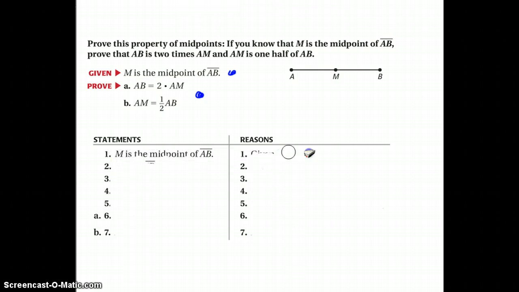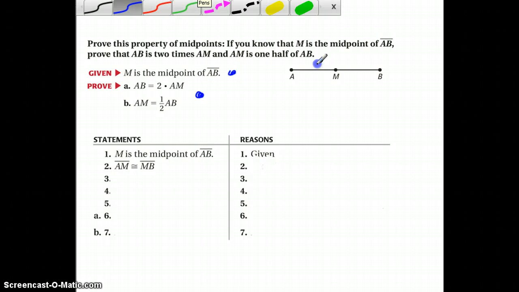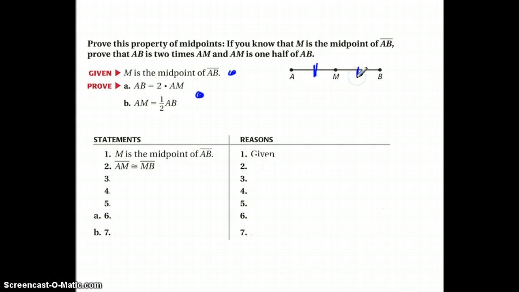Alright, so our given is M is the midpoint of AB. Well, if M is the midpoint of AB, then we know that segment AM is congruent to segment MB, right? Because the definition of a midpoint says that this midpoint separates these two in perfect halves, okay? So segment AM is going to be congruent to segment MB, and that is by the definition of a midpoint.